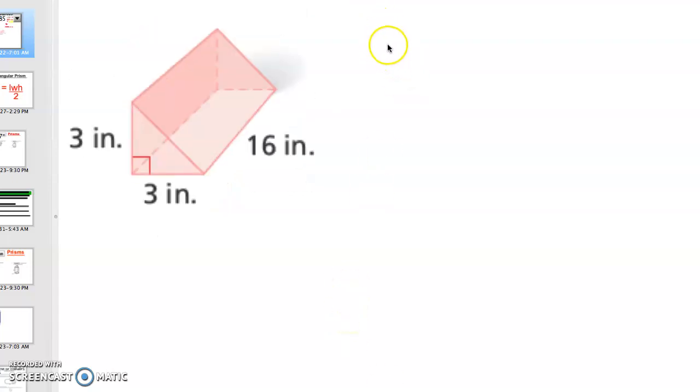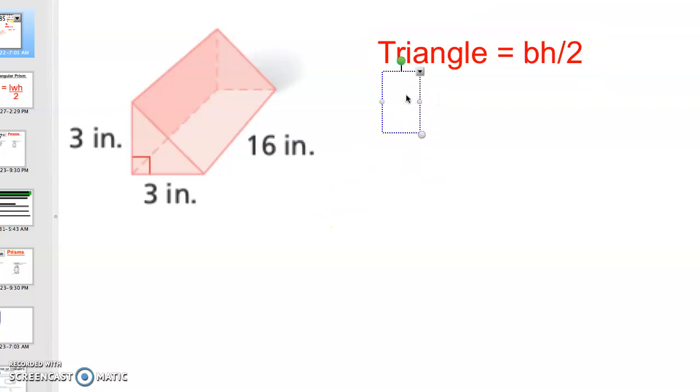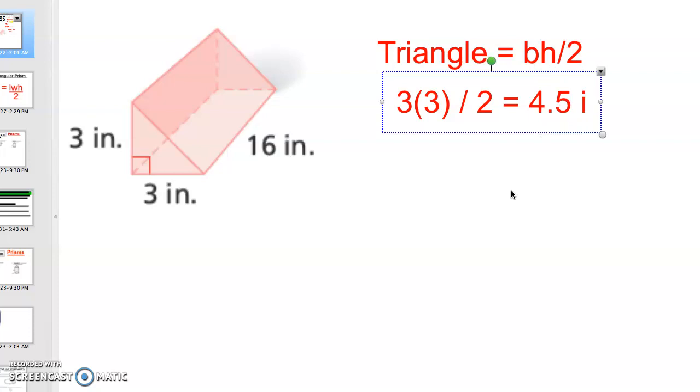So first, I'm going to find the area of the triangle, and a triangle, again, is base times height divided by 2. So to find the area of that triangle, you do 3 times 3 divided by 2. And I can just plug that into my calculator. 3 times 3 is 9. 9 divided by 2 is 4.5. And that's inches squared because it's just the area. So what I found was the area of this base here.